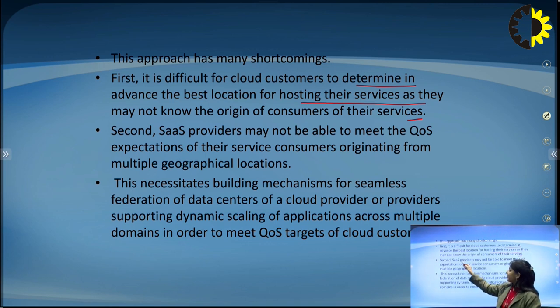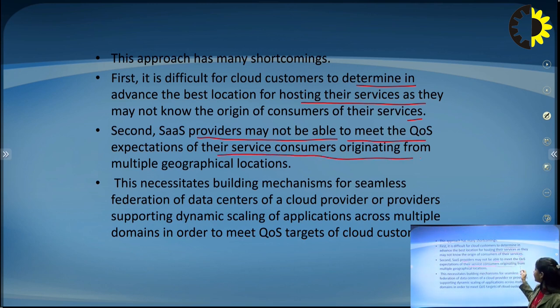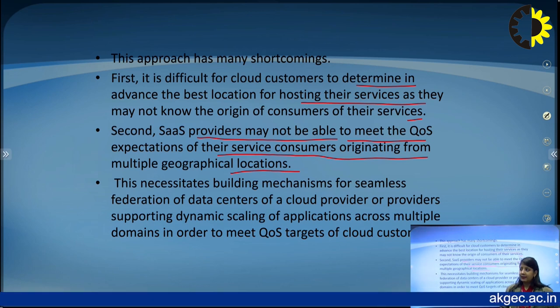Second, a software as a service provider may not be able to meet the quality of service expectations of their service consumers originating from multiple geographical locations. Meaning if a customer is a software as a service consumer, then like Google Drive, we are going to store our data on Google Drive. So how can we ensure which data center of that company the Google Drive location resides in?